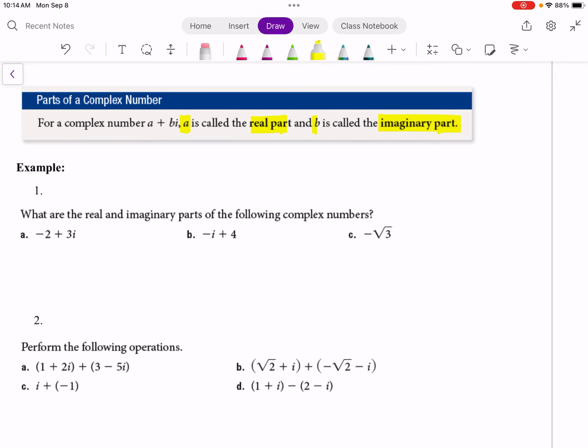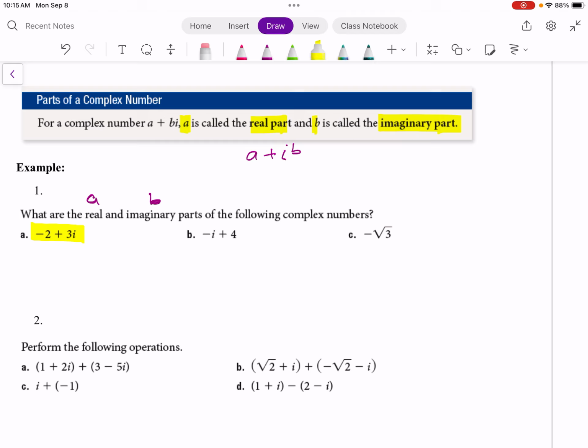Okay, now we have this number -2 plus 3i. What type of number is this? It's a complex number. This is not a real number, it is a complex number, and we are asked to find the real and imaginary part. Finding the real part means we are finding a, and we are finding b, which is the imaginary part. Our complex number is always in the form of a plus ib or bi.